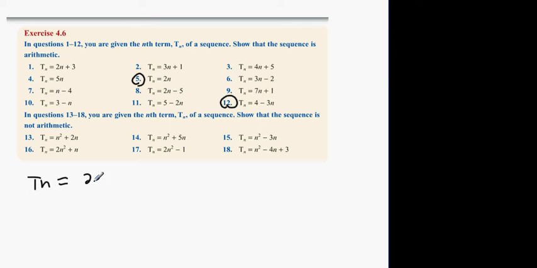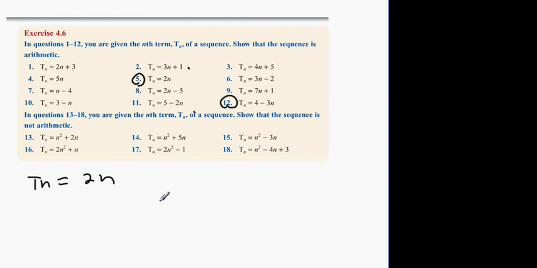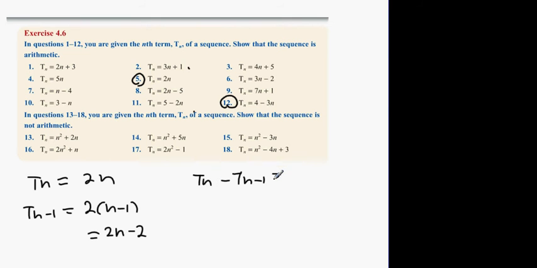Tn is 2n, and remember what we have to get there, we have to get Tn minus Tn minus 1. The T of n minus 1 means replace n with n minus 1. So it's going to be 2 times n minus 1, which is 2n minus 2. Now we're going to get Tn minus Tn minus 1, and what we're going to get there is 2n minus bracket 2n minus 2, and the answer is 2. 2 is constant. So that means that it's an arithmetic series.